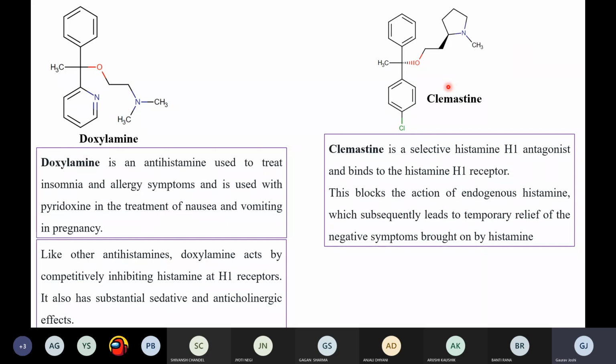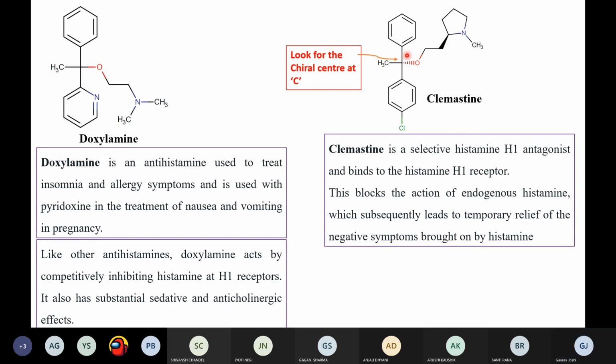Now see, the difference between doxylamine and clemastine: they both belong to the ethanolamine category. But what is the difference? See, here we have a free dimethyl nitrogen. Here the nitrogen has been cyclized, right? So this is one of the things.